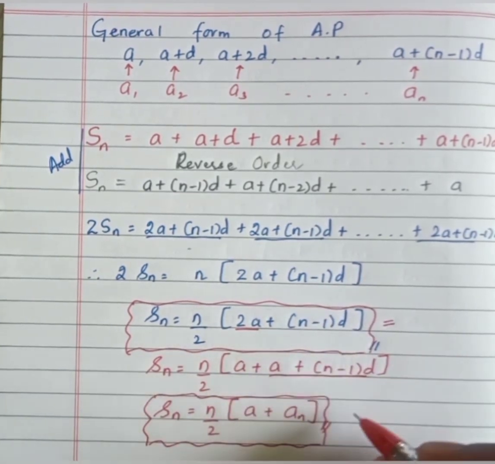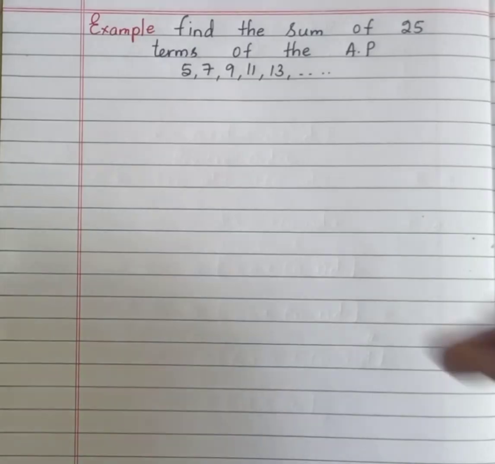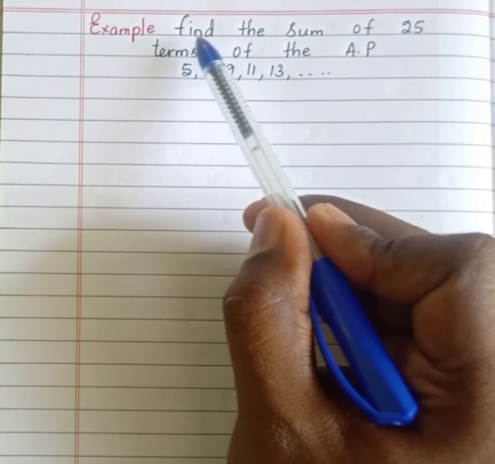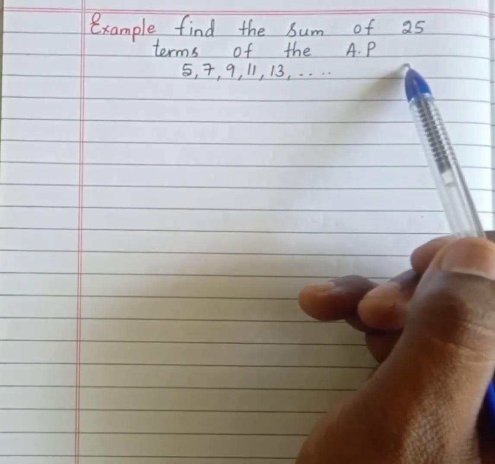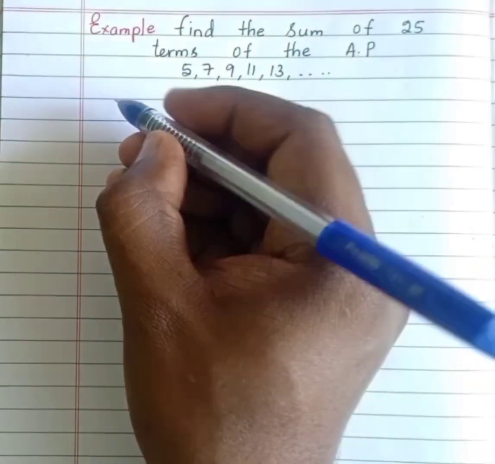Repeat with me: Sn equals n by 2 (2a plus (n minus 1) into d). Another formula: Sn equals n by 2 (a plus an). Now we'll see an example. Find the sum of first 25 terms of the AP. What is the AP? 5, 7, 9, 11, 13.